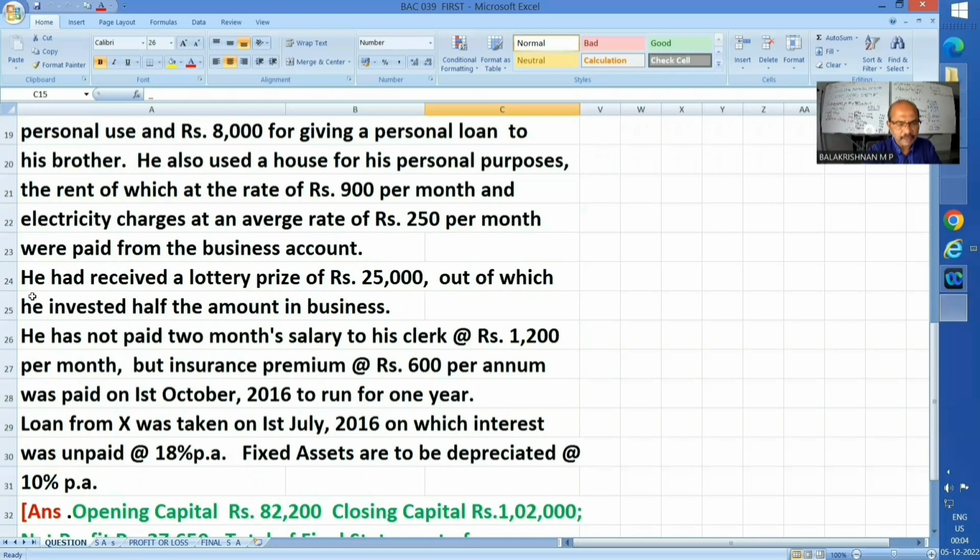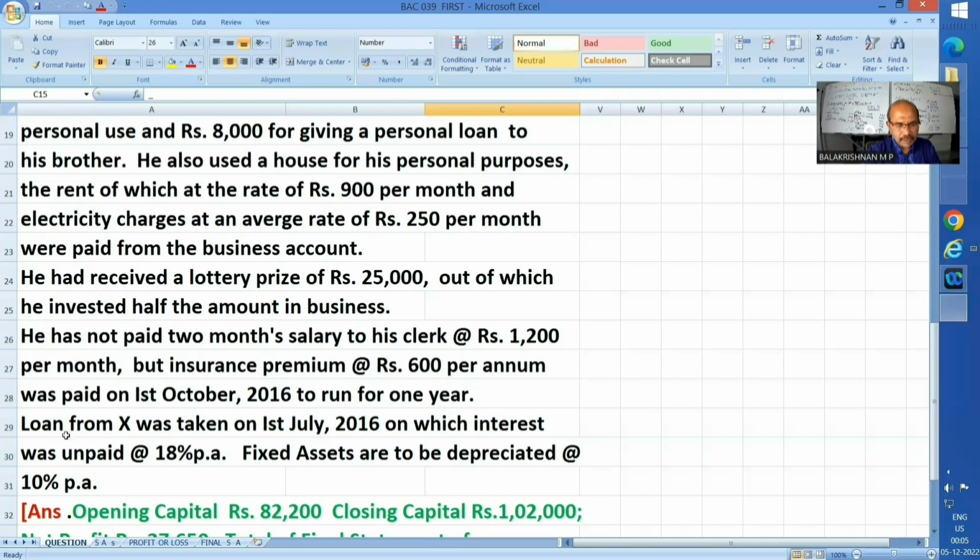Next, he received a lottery prize of rupees 25,000, out of which he invested half the amount in business. To the extent he invested only, we are concerned, that is additional capital. Again, he has not paid 2 months' salary to his clerk at the rate of rupees 1,200 per month, but insurance premium at the rate of rupees 600 per annum was paid on 1st October 2016 to run for 1 year.